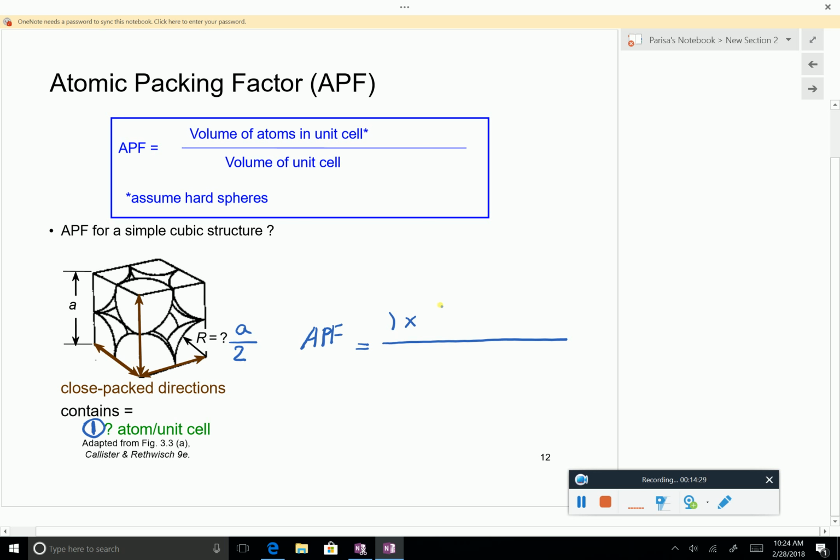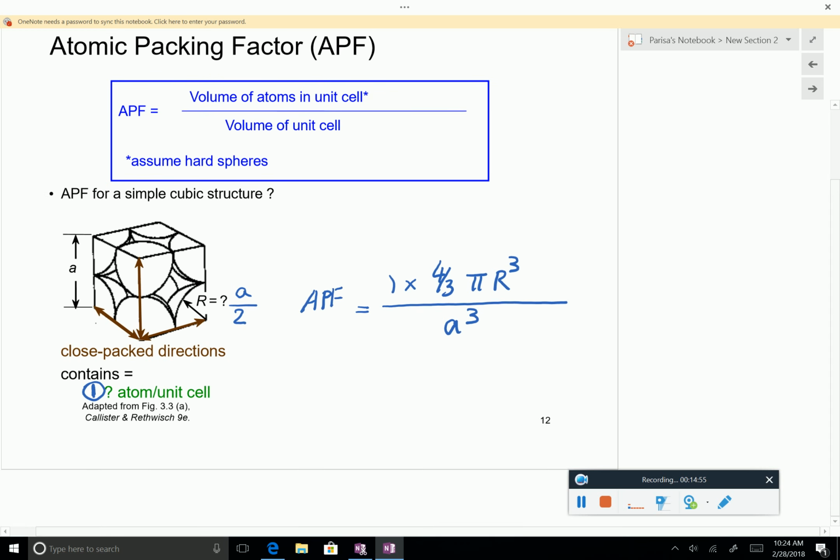Exactly. 4/3 pi r cubed. Perfect. And then we have to divide this by the volume of the unit cell, which is easy. Each side is A, so it's just A cubed. And that's when we need the relationship between A and R to be able to cancel it.